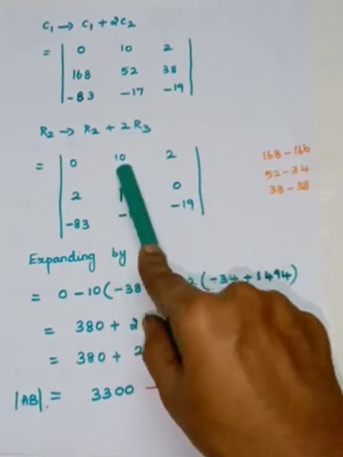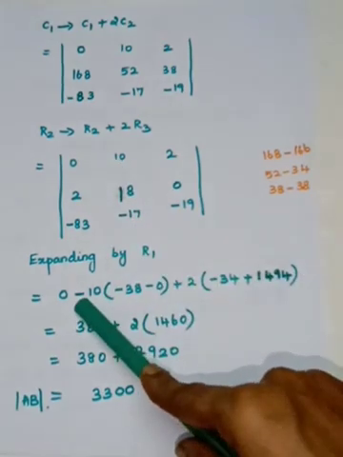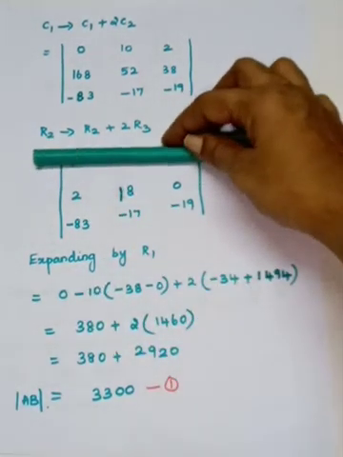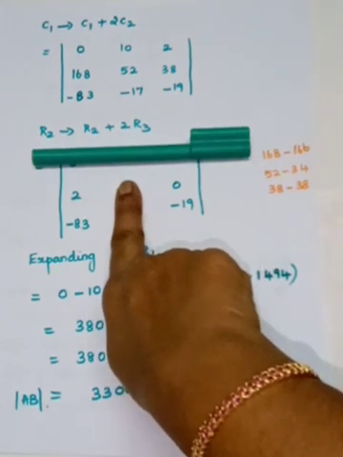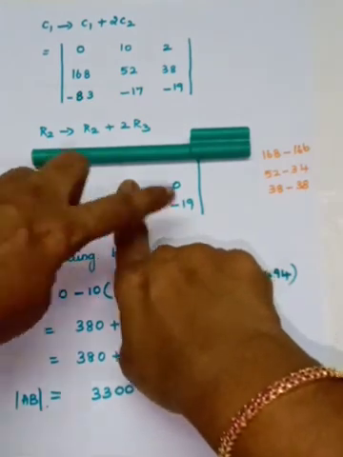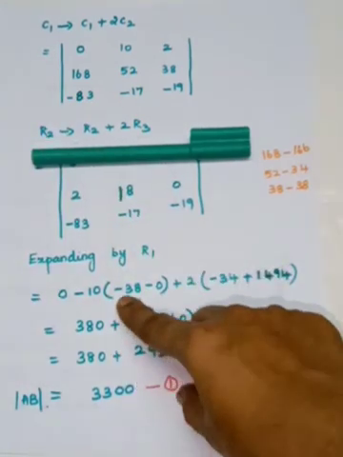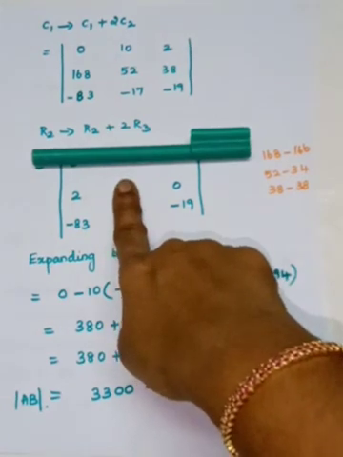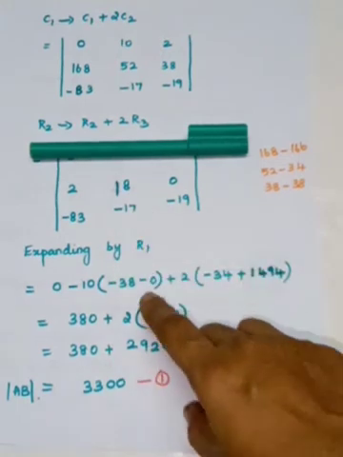When you go to the second entry, what you have to do? You have to change the sign. So it is written as minus 10. Delete the first row and the second column. So what is remaining? It's a 2 by 2 determinant. So how to multiply? It is 2 into minus 19. 2 into minus 19 is minus 38. Next, in between you have to write minus. Minus 83 into 0 is 0.